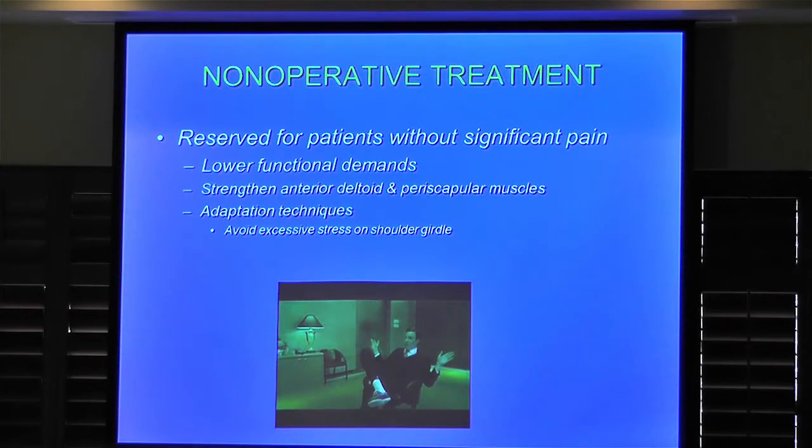After 30 degrees of elevation, for every 2 degrees of rotation in the shoulder joint, you're going to get 1 degree of rotation of the scapula off the chest wall. That's why I always use the analogy, this is a symphony. Everything's got to work together. And so what we also want to teach them is adaptation techniques to avoid excessive stresses on the shoulder girdle.